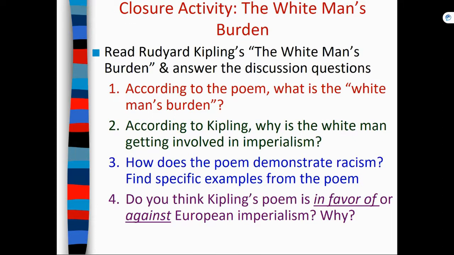Closure activity, The White Man's Burden. Read Rudyard Kipling, The White Man's Burden, and answer the discussion questions printed on your worksheet. According to the poem, what is the white man's burden? Number 2, according to Kipling, why is the white man getting involved in imperialism? 3, how does the poem demonstrate racism? Find specific examples from the poem. 4, do you think Kipling's poem is in favor of or against European imperialism? Why?